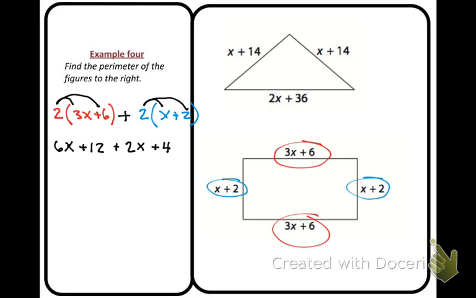And now we go ahead and combine our like terms. We have 6x and 2x, right? We've got to start with the highest power variable first, and it just happens to be x. So we have 8x. And our last two constants, 12 plus 4 is 16. Okay, so just a little shortcut. I mean, you could have done 3x plus 6 plus x plus 2 plus 3x plus 6 plus x plus 2, but it's a lot more work. It's a lot more writing.